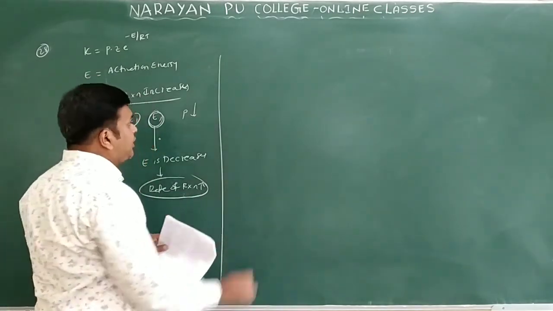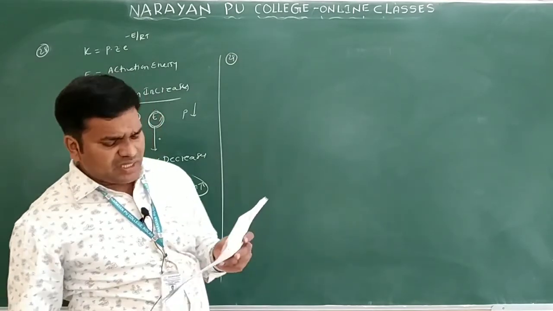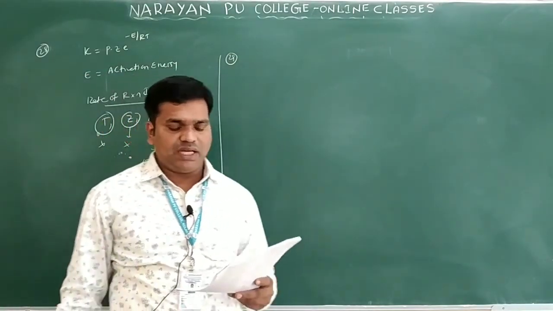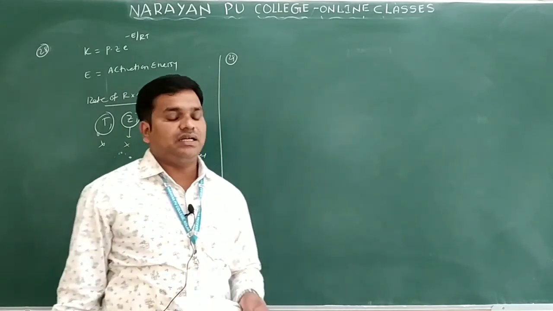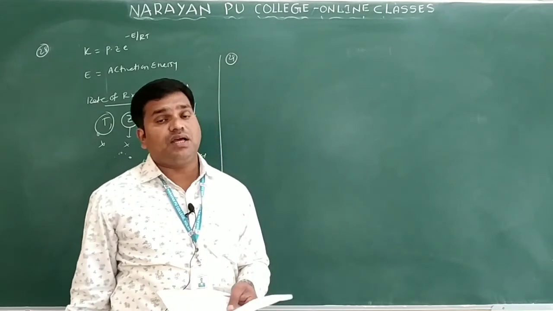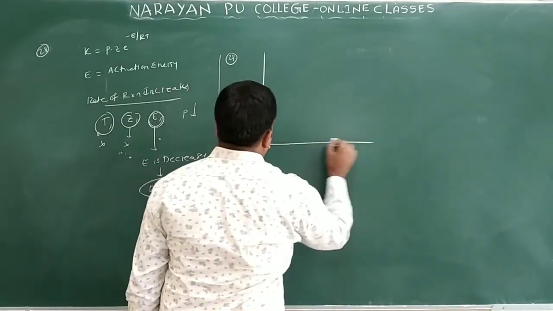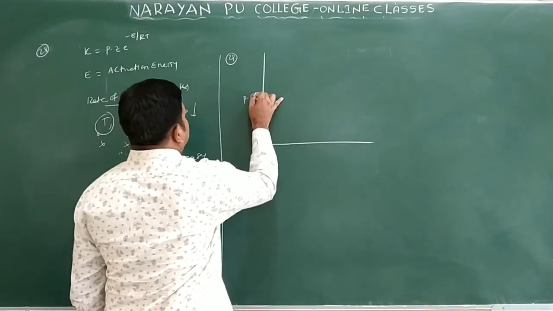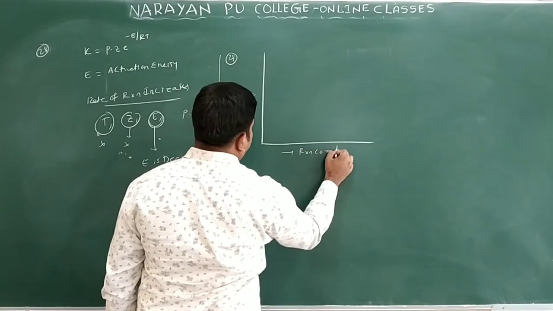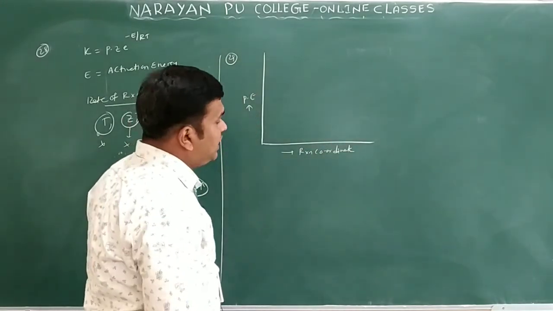Next, you see question number 29. An endothermic reaction with high activation energy for the forward reaction is given by the diagram. They are asking for the energy profile diagram, potential energy versus reaction coordinate, for the endothermic reaction. You will take this one. This is potential energy and this is the reaction coordinate. They are asking for the endothermic reaction.